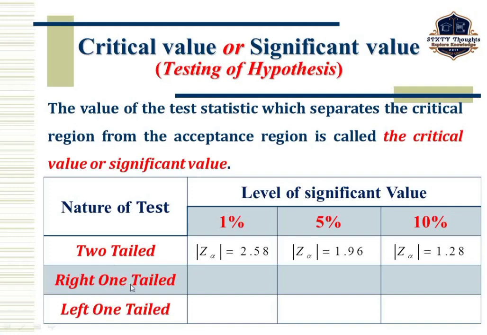Let us see the right hand side one-tailed test. For 1%, it is 2.33. Second one, 5%, it is called 1.45, and the third one it is called 1.28.